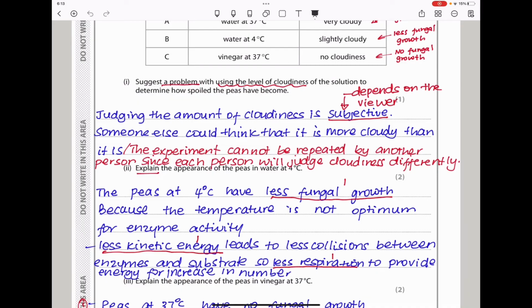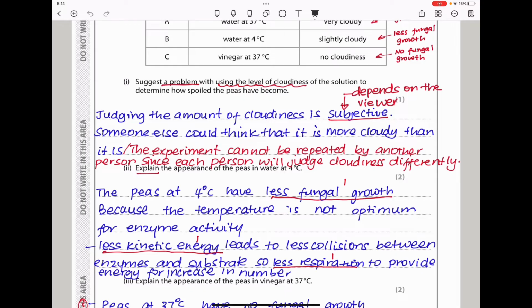So they say suggest a problem with using the level of cloudiness of the solution to determine how spoiled the peas have become. Now, if you use level of cloudiness, it means it can be viewed differently by different people whose eyesight is different or who are in different conditions depending on how the light strikes the test tube. So I say judging the amount of cloudiness is subjective. This means it depends on the viewer. Whoever is viewing it, they could have different results. So someone else could think that it's more cloudy than it actually is.